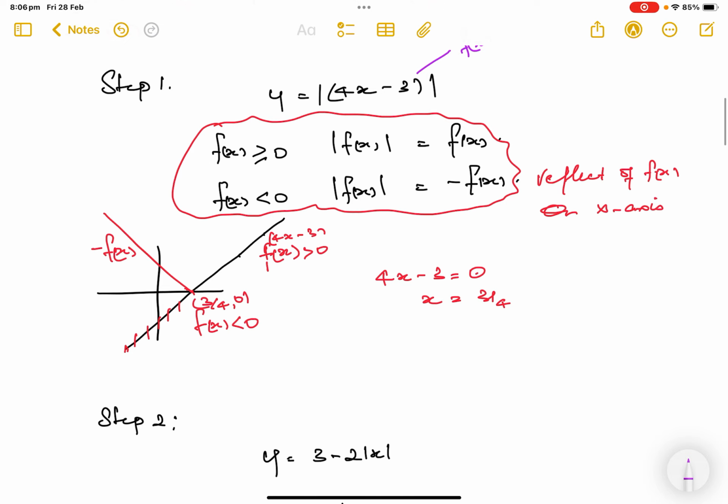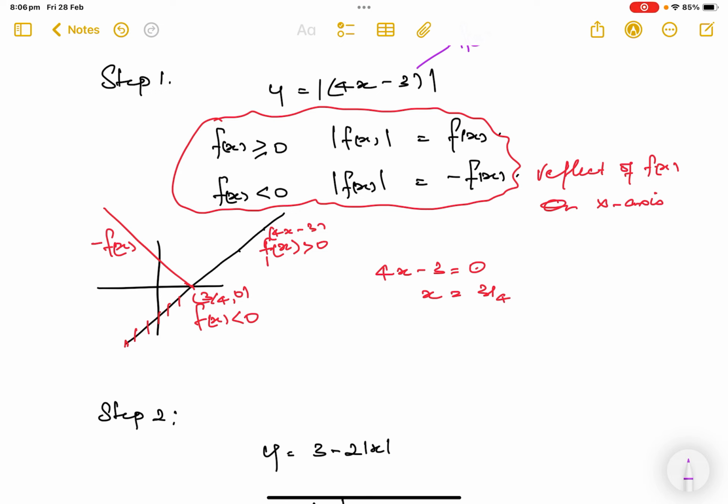So I drew this 4x minus 3 before. That just cuts the x-axis at 3/4, because 4x minus 3 equals 0, so x equals 3/4. It cuts the x-axis and the y-axis. We don't want to know about that, well, we will find out. So that is the normal graph.